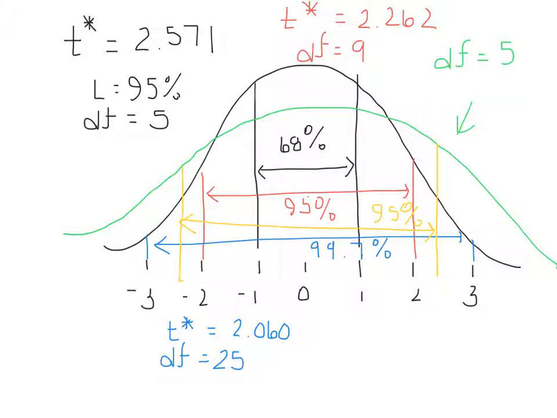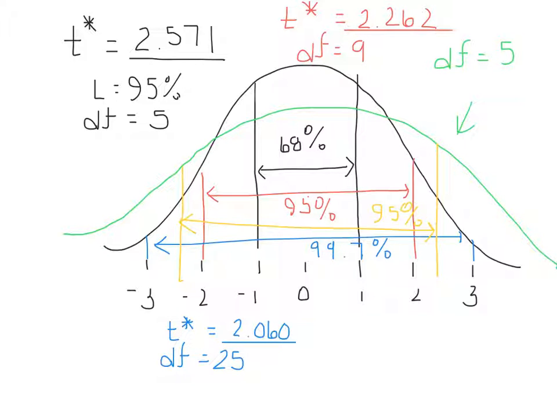So initially, with smaller degrees of freedom, I needed to go out more than 2.5 standard deviations to capture the middle 95%. With a slightly larger number of degrees of freedom, 9, I needed to go out fewer standard deviations, only 2.262, to capture the middle 95%. In this last example, in a t-distribution with a greater number of degrees of freedom, 25, I needed to go out just a little more than 2 standard deviations to capture the middle 95%.